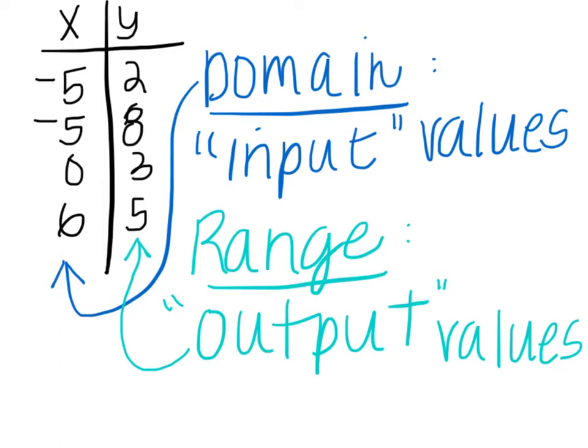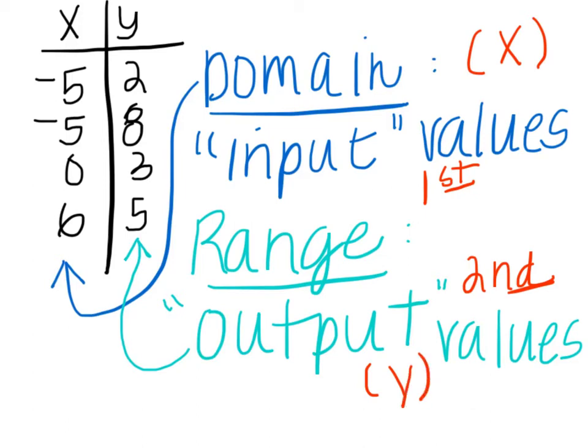Next vocabulary, we have domain and range. And the domain are the input values, or the first values. So when we talk about domain, we mean the values that are x. And then for the range, those are the second values, or they would be the y.